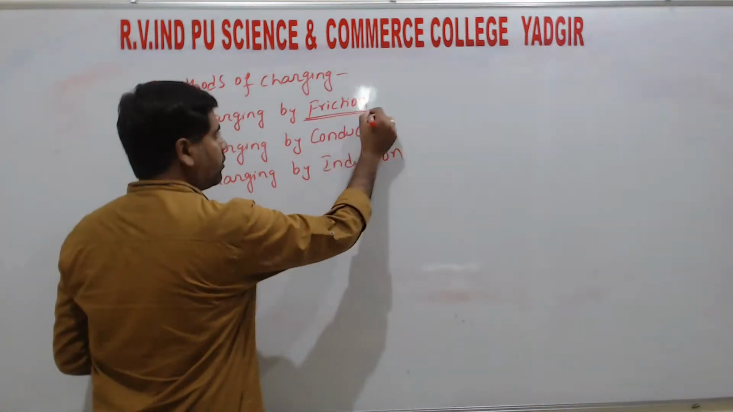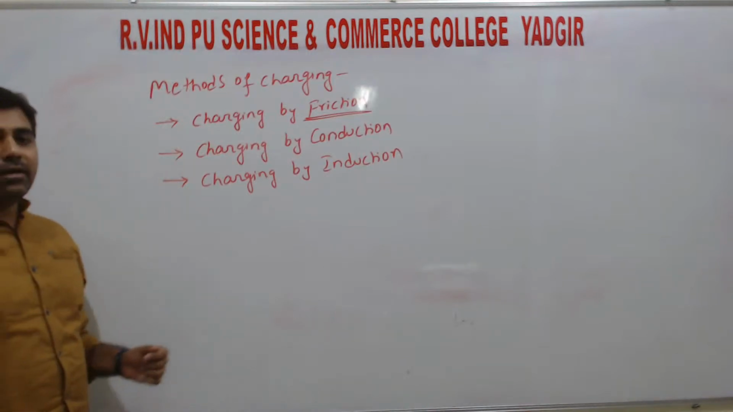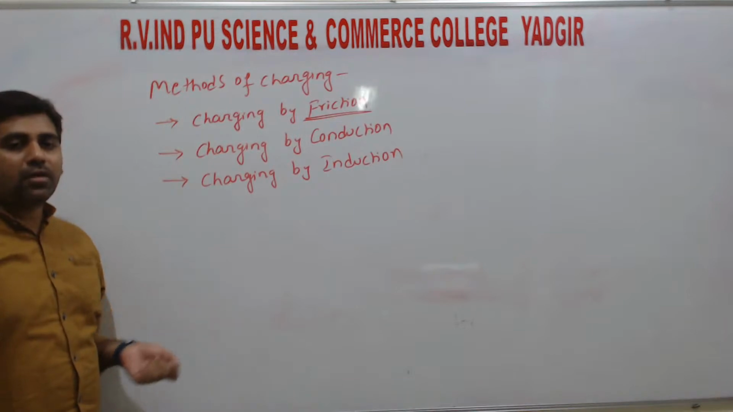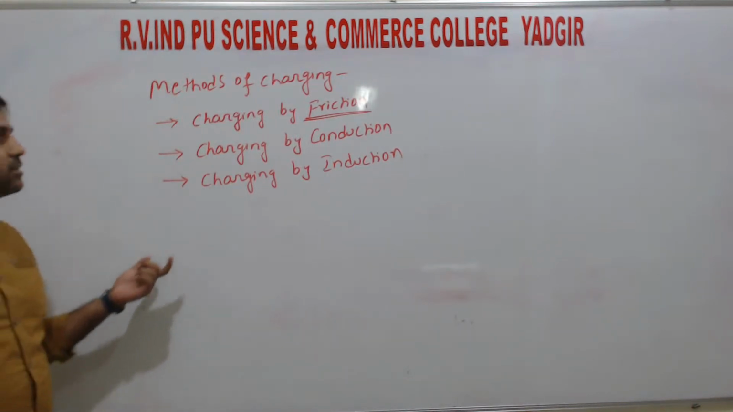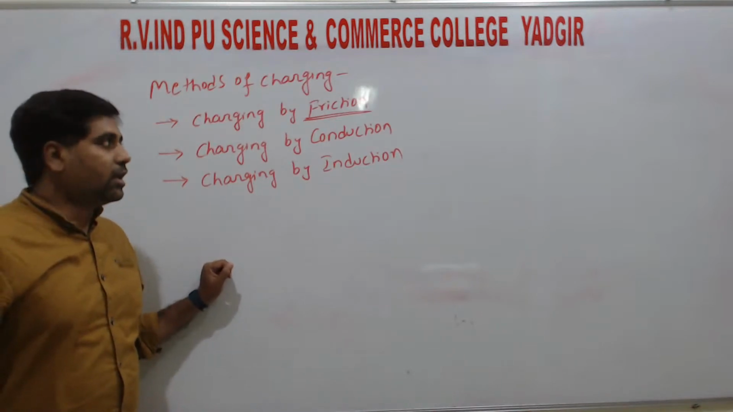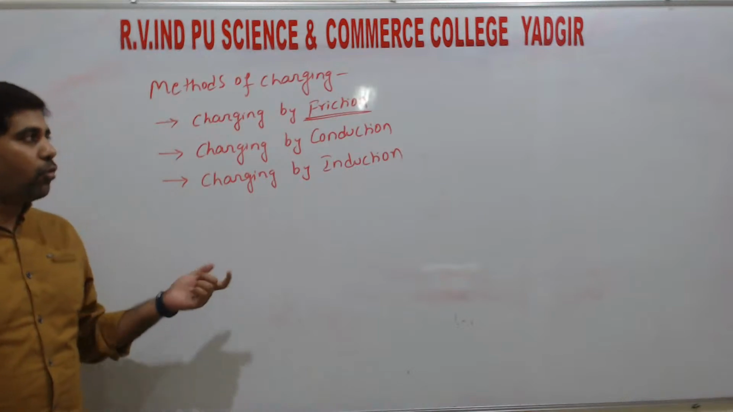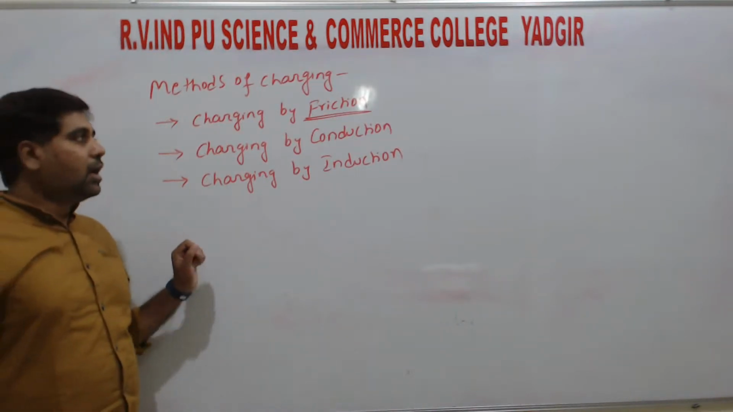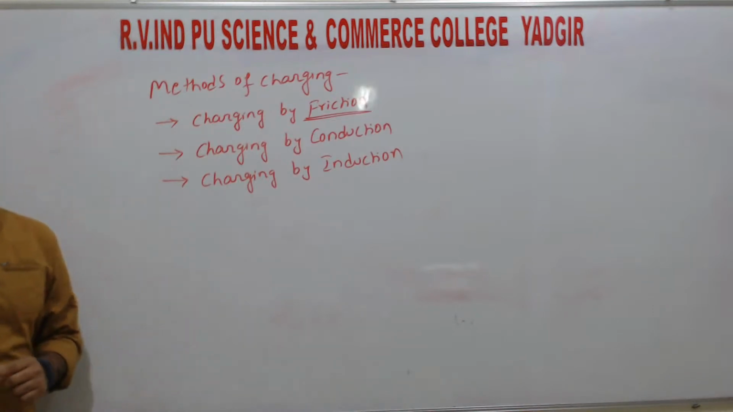So friction is nothing but when we rub any two bodies, then the two bodies will gain charges. One body will gain one kind of charge and the other body will gain the other kind of charge. That process is called charging by friction.